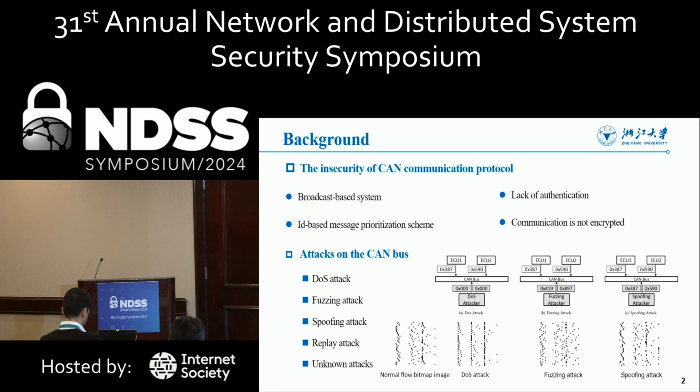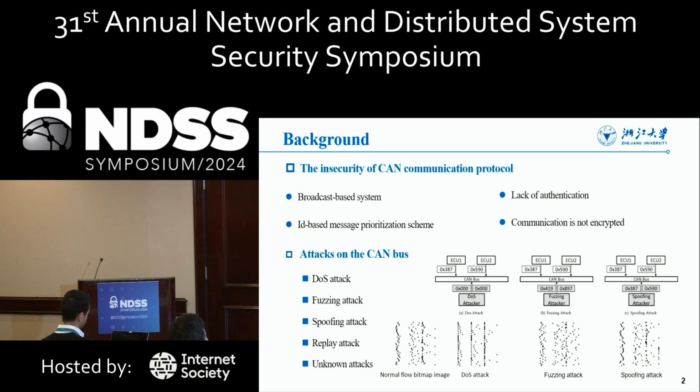The ID-based message arbitration scheme lacks inherent security and can be abused to manipulate the message flow, and its communication is not encrypted, making messages susceptible to sniffing. The CAN bus is exposed to various attacks, including DoS, fuzzing, spoofing, replay, and numerous unknown attacks. Thus, it is crucial to perform detection of CAN bus traffic.